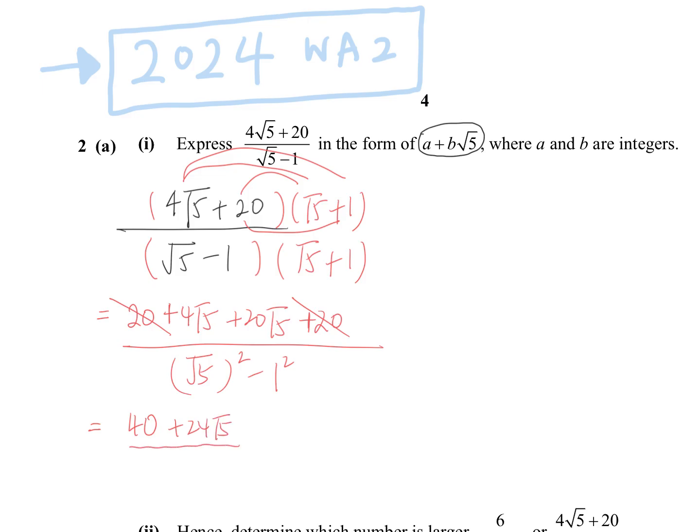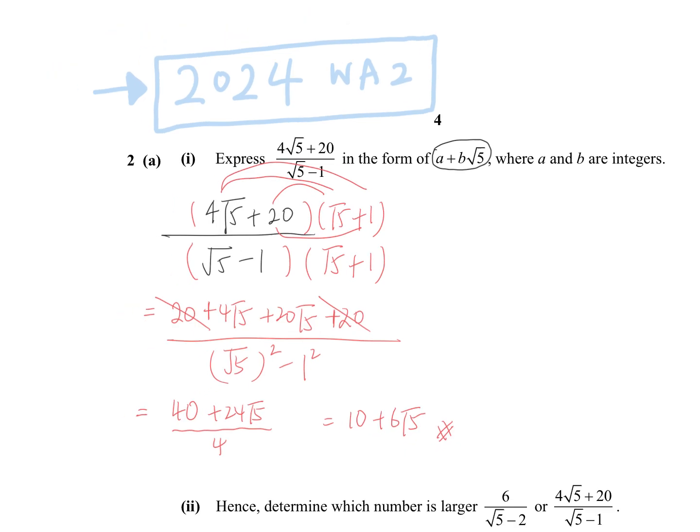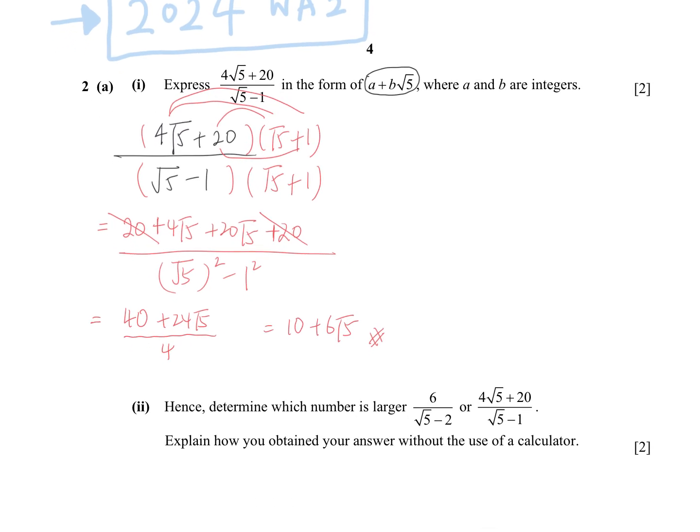Okay, divide by 4. So that's 10 plus 6 root 5. They got 12 though. Did I do something wrongly again? Yeah, the brain is not functioning today. After you mark me correct, I also got 10. So it's 10 plus 6 root 5. Okay, correct.